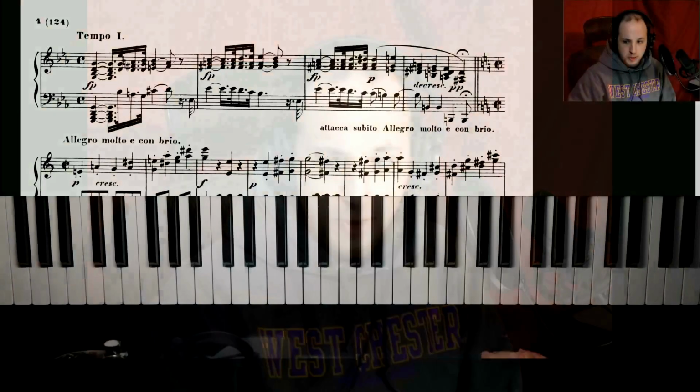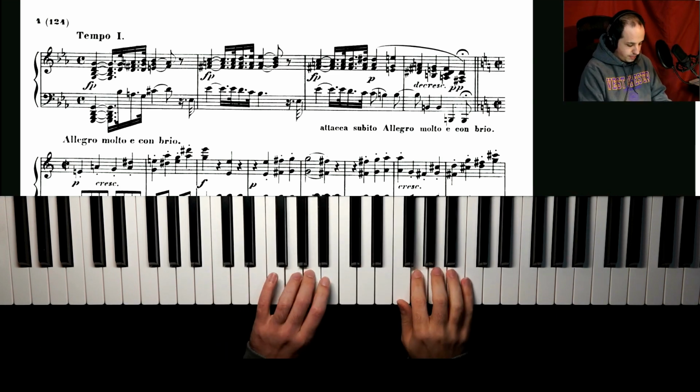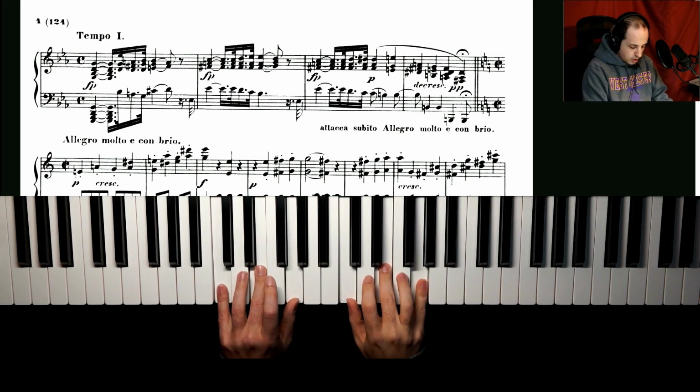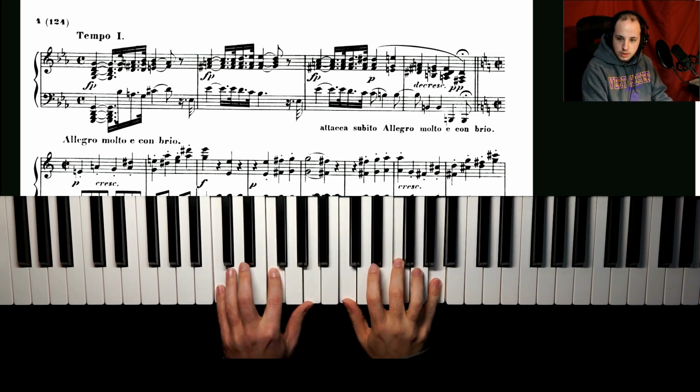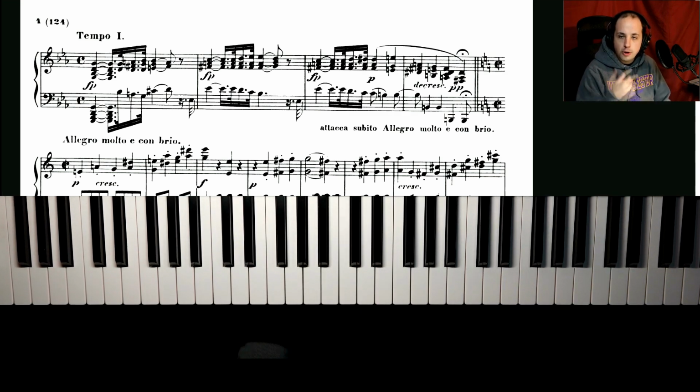So what in the world does that mean? Well, let me try to explain here, right? So when you have a piece in the key of C major, a lot of the chords and notes are centered around C, also called the tonic or the root.